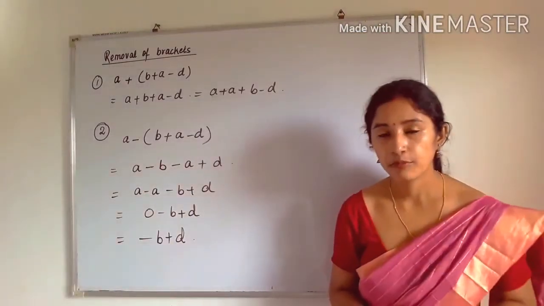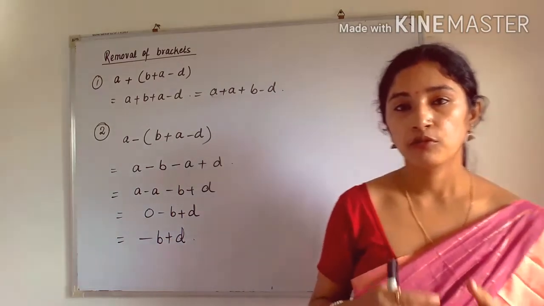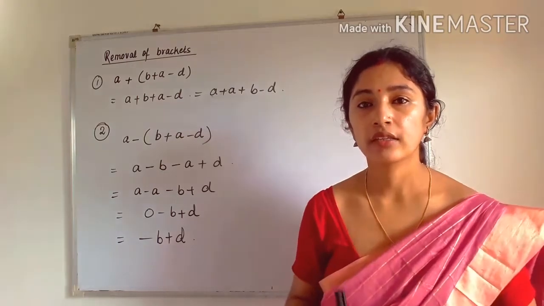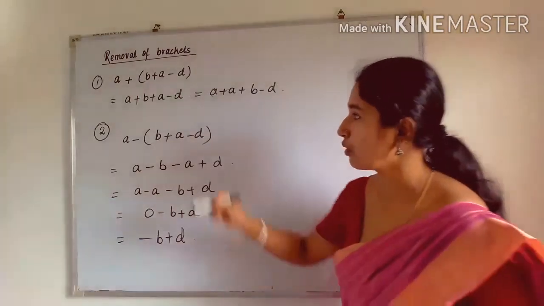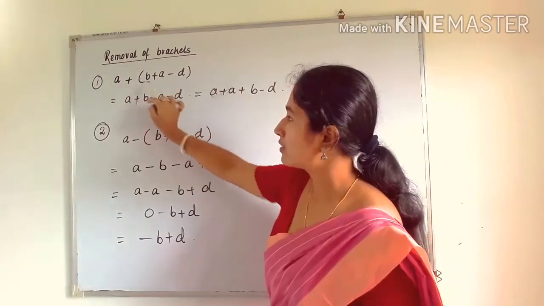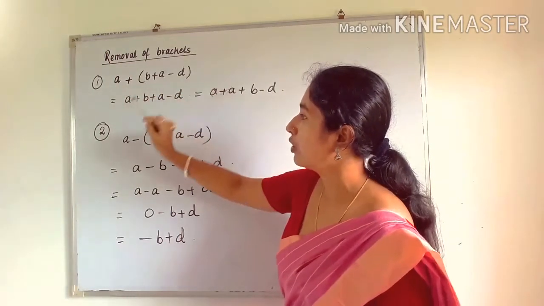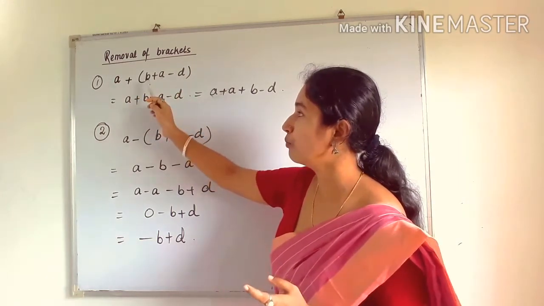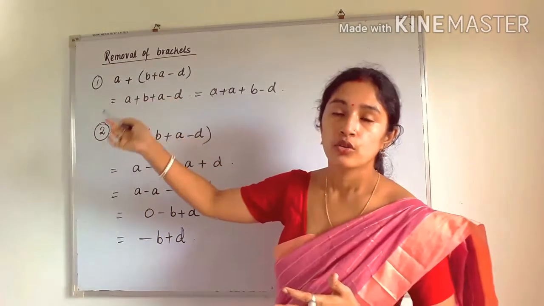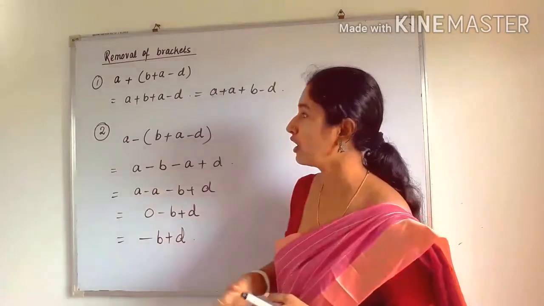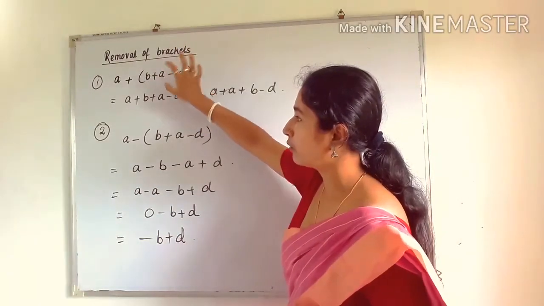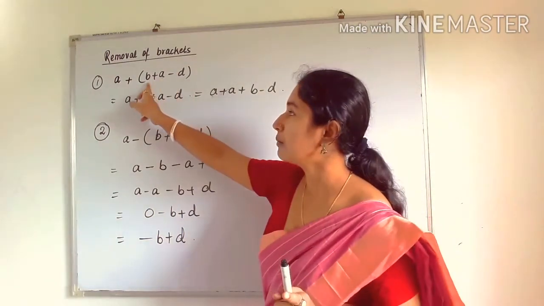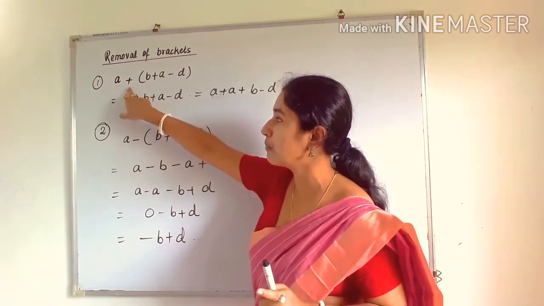Next topic is removal of brackets. While simplifying an algebraic expression, if there is a bracket, then how to solve it? So see, the first one here: a plus, inside the bracket we have b plus a minus d. I want to take outside all the terms inside the bracket. If I want to do that, what do we have to do? We have to open the bracket. While doing so, you have to check one thing, that is which symbol is outside the bracket.